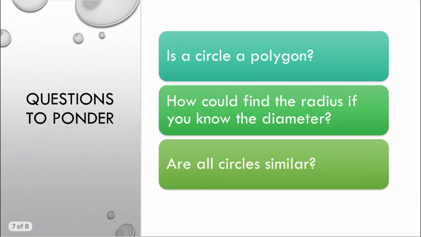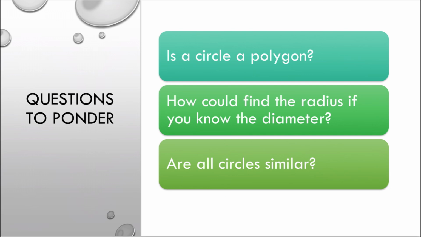So, some questions to ponder about this. First, is a circle a polygon? A polygon, by definition, is a shape with sides. Is a circle a polygon then, or not? And how do you know? And then, how would you find the radius if you knew the diameter? And are all circles similar?